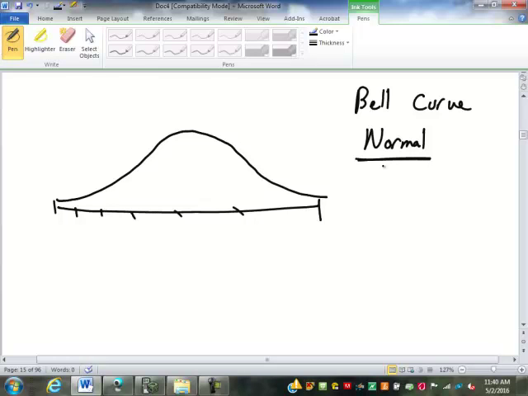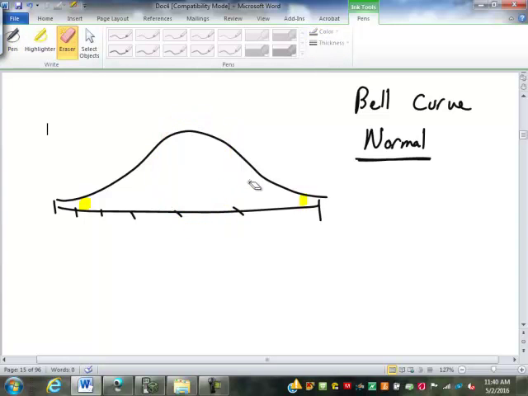If you're looking at people's heights, they'll take that type of shape, where most people have a height somewhere in the middle. If you get really tall, there are very few people that are really tall and very few people that are really short. Remember, the height of the curve tells us how many items take on that value.